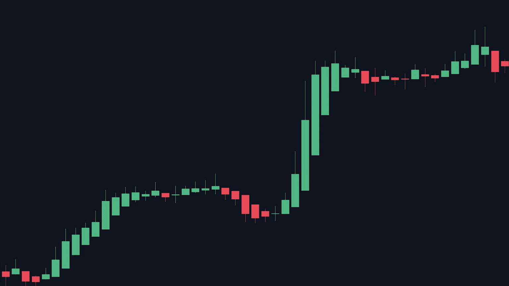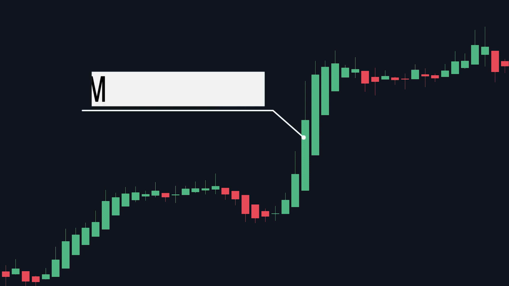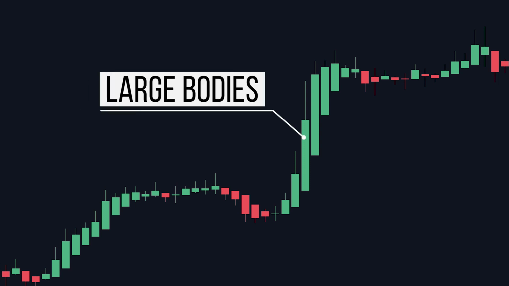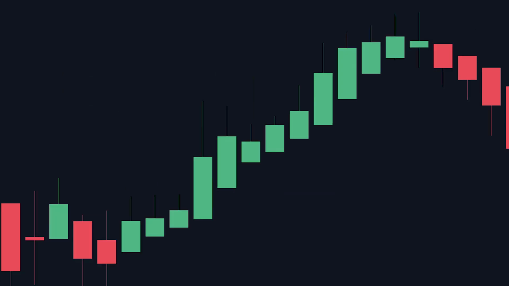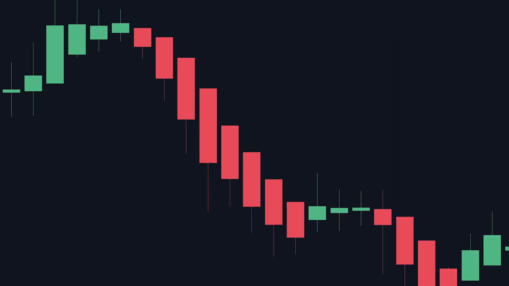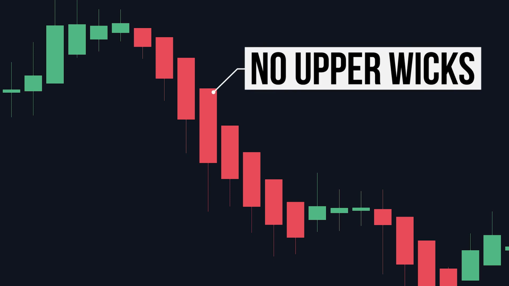There are 3 simple rules you must follow. To identify an uptrend, the Heikin Ashi candlesticks must be green, they must have large bodies, and they have no lower wicks. In this example, this would be a strong, long trend. All the candles are green, they have large bodies, and they don't have lower wicks. It's the complete opposite for a downtrend. All the candlesticks must be red, have large bodies, and have no upper wicks.